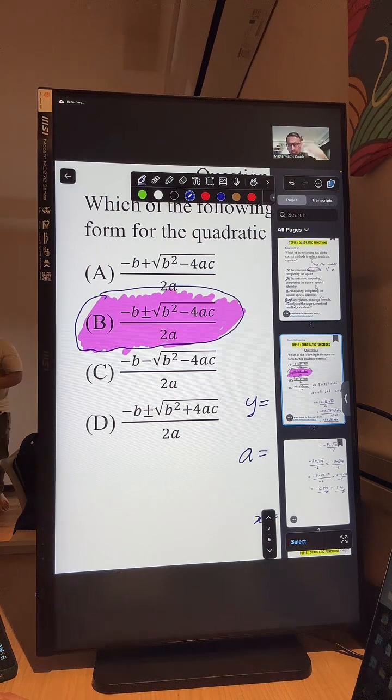Just say it like 30 times to yourself. Then when you sleep also, you will talk in your sleep, and you will say minus b plus minus square root b squared minus 4ac over 2a. So must memorize, guys, must memorize this one.